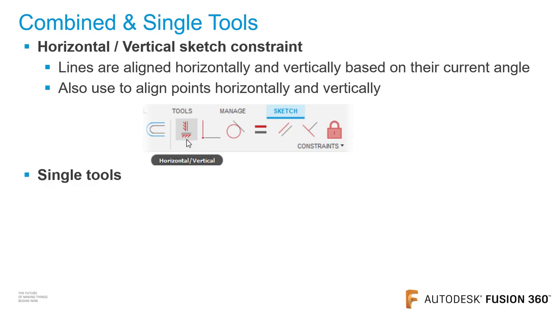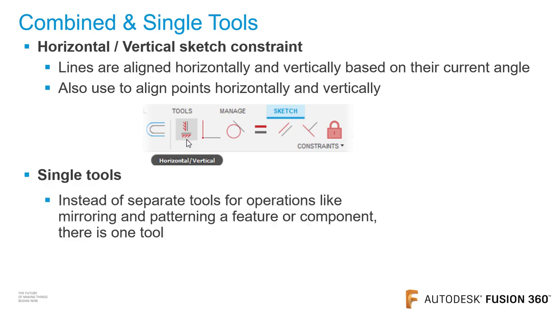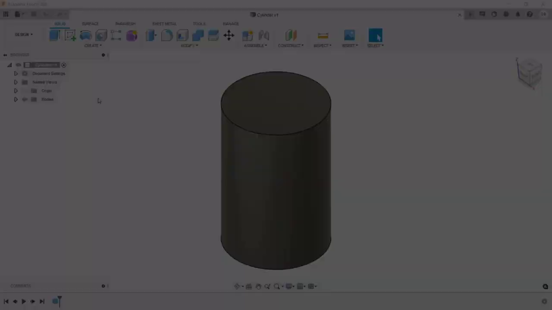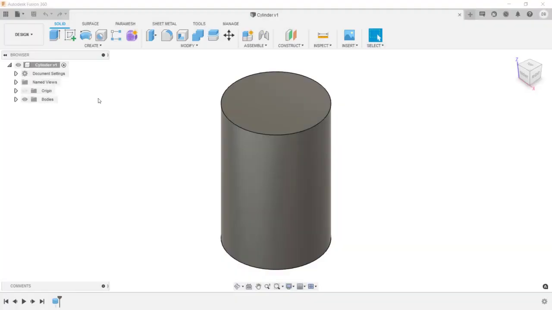Inside of Fusion 360, we have single tools. So what I mean by this, instead of having separate tools for operations like mirroring or patterning a feature or a component, there's one tool. And then in the dialog box, change the type to match specifically what it is you would like to mirror or pattern. So now let's look at some of these items inside of Fusion 360.